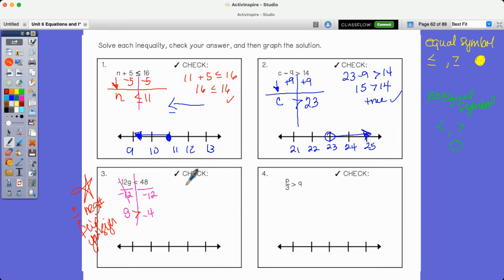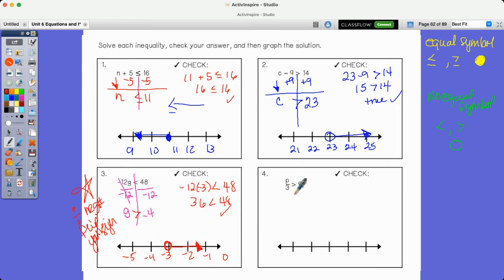Let's go again. Okay, so G has to be bigger than -4. So let's think about what this is. -5, -4, -3, -2, -1. This would be 0. So what number is the next number that would be bigger? It would be -3. So in my check, I have to put in a -3. That gives me 36 is less than 48, which is a true statement. So once again, open circle, and we're going to draw it in this direction.